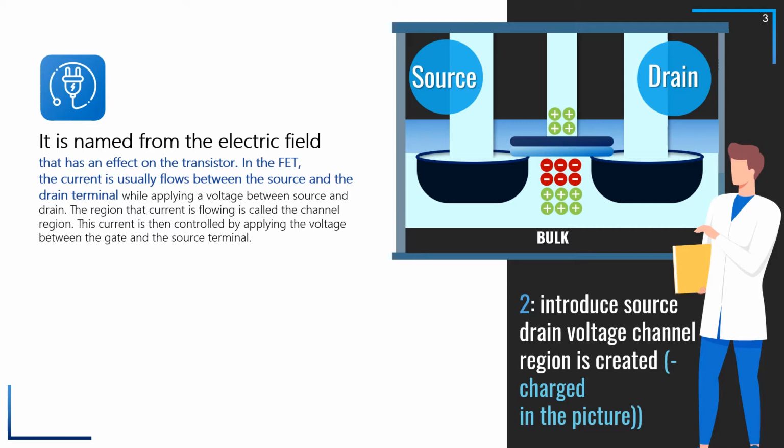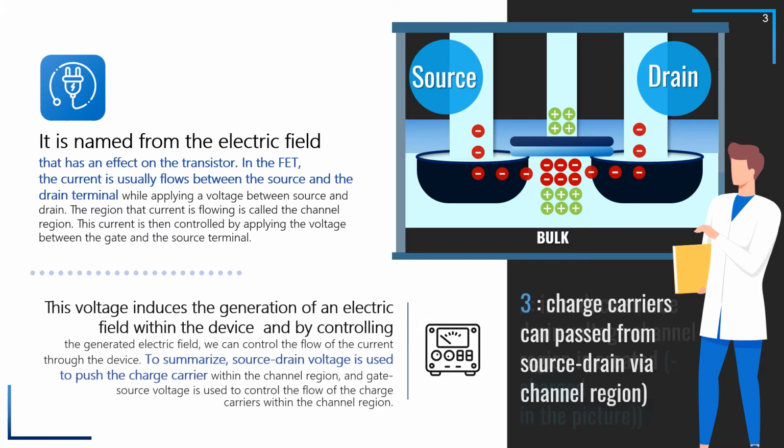This current is then controlled by applying the voltage between the gate and the source terminal. This voltage induces the generation of an electric field within the device, and by controlling the generated electric field, we can control the flow of the current through the device. To summarize, source-drain voltage is used to push the charge carrier within the channel region, and gate-source voltage is used to control the flow of the charge carrier within the channel region.